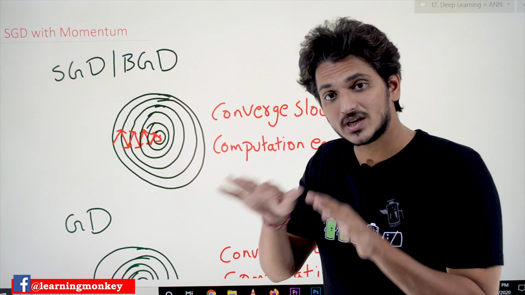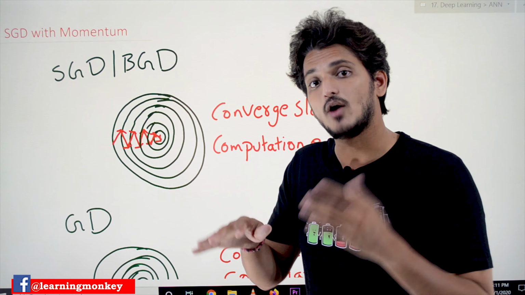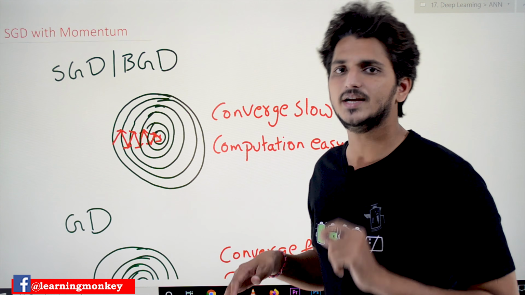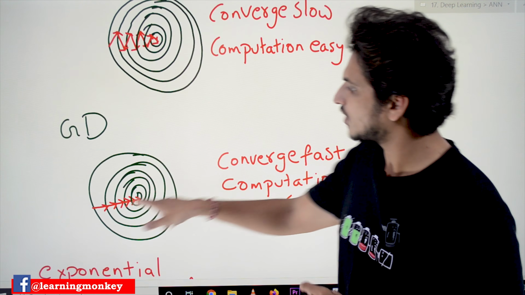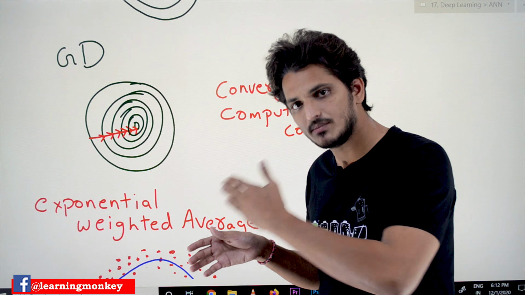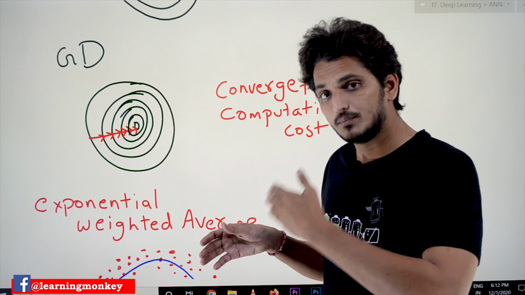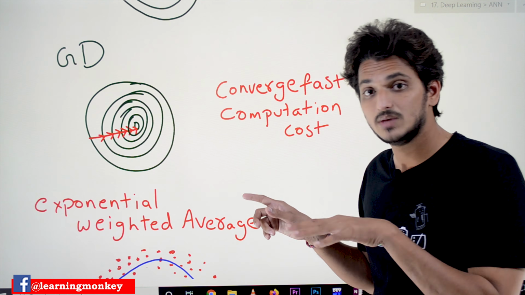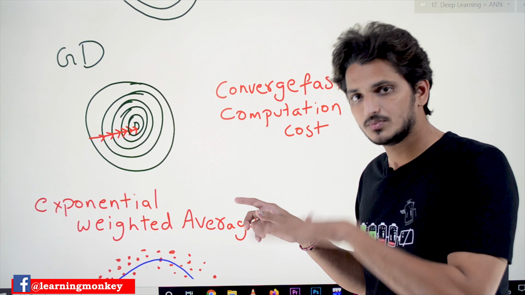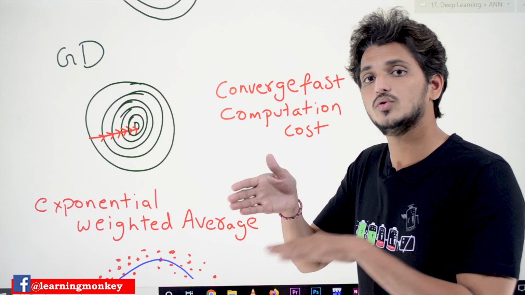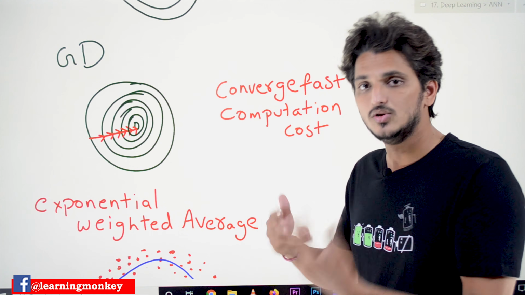We have to keep that computation easy, but we have to converge fast. That is what we have to do. In gradient descent, convergence is fast. It is directly moving towards the minimum point. But gradient descent is computationally costly. So we have to keep the computation cost minimum, but we have to converge fast. That is what we have to identify. That is the solution for this.